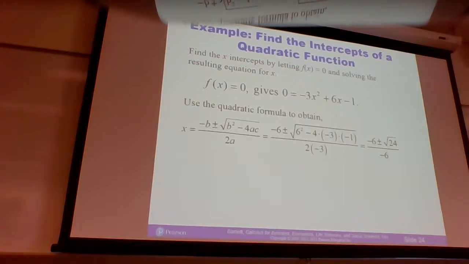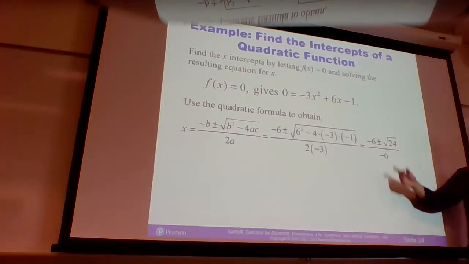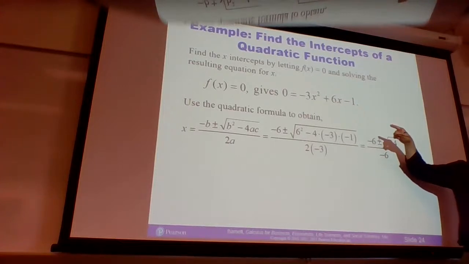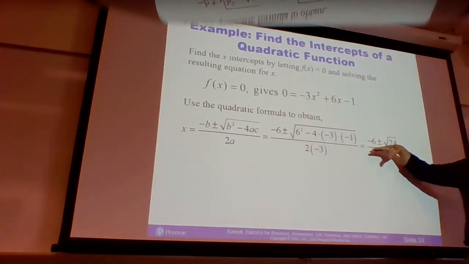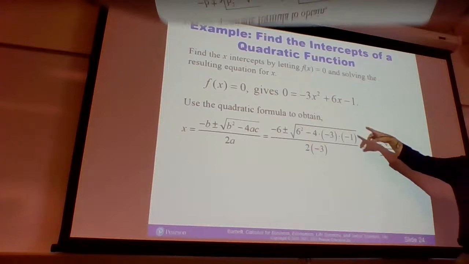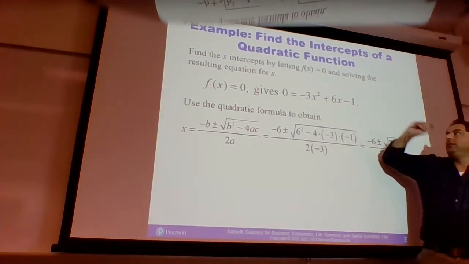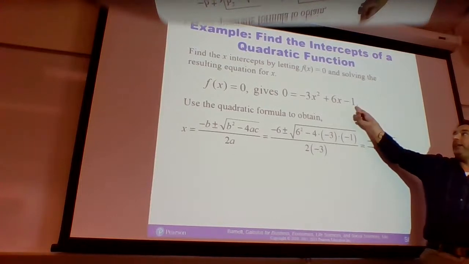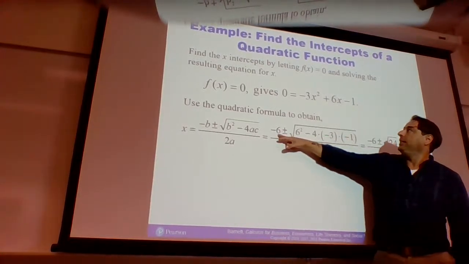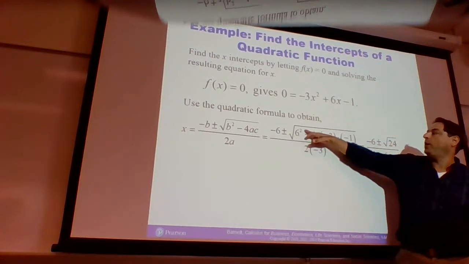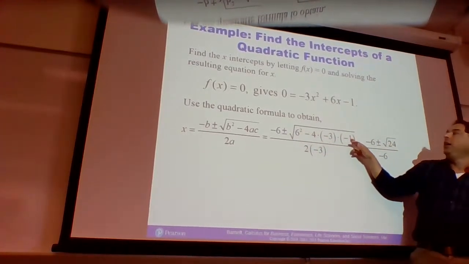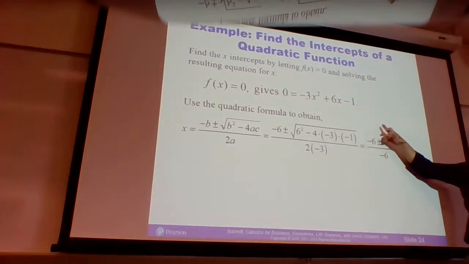Now, another way of doing it is with the quadratic formula. So you may be wondering what I just did to your calculator. Well, before I show you that, a way to find the x-intercepts is to set the function equal to 0, which means we can use the quadratic formula. Which number is A? Negative 3. What number is B? 6. What number is C? Negative 1. Good. If I plug it in, negative B plus or minus the square root of B squared minus 4AC, all over 2 times A, it will give me this answer.